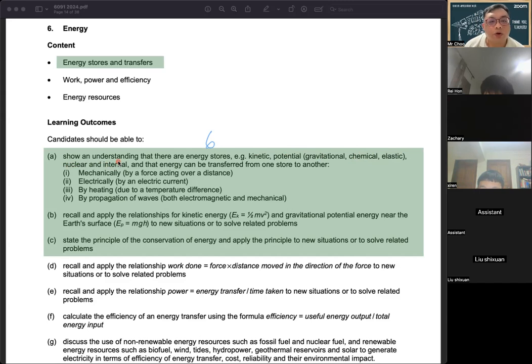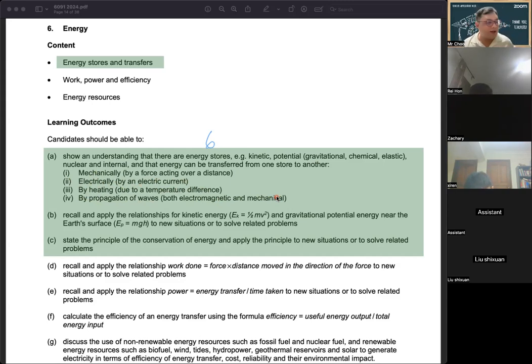The second thing you all need to know is that energy can be transferred from one store to another in 4 ways. By a force acting over a distance, that is the mechanical way. By an electrical current, that is the electrical way. Because of temperature difference, that is the heating way. And also by propagation of a wave, either an electromagnetic wave or a mechanical wave. So energy can be transferred from a store to another store. Is that clear?